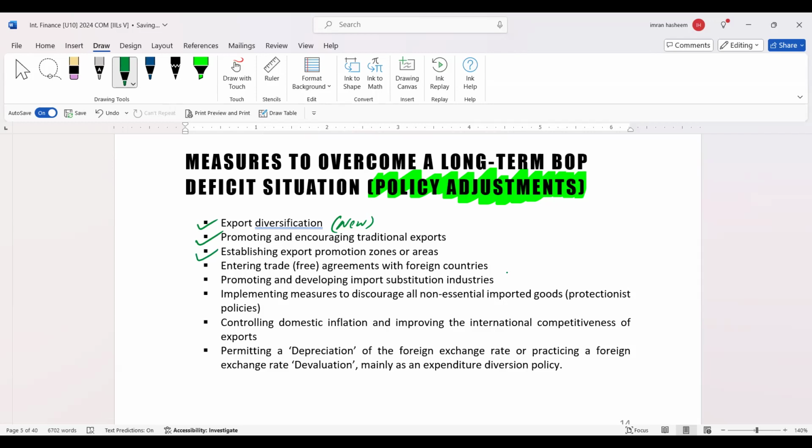Entering trade agreements with foreign countries. We talked about trade agreements and how they can promote trade. Of course, there can be trade diversion and trade promotion, both trade creation, both can happen. Promoting and developing import substitution industries. So that's a bit of a concept we are trying to follow. Import substitution industries. That is, whatever we can produce within Sri Lanka, rather than importing, if it's economically viable, if it makes sense to produce those goods within the country.